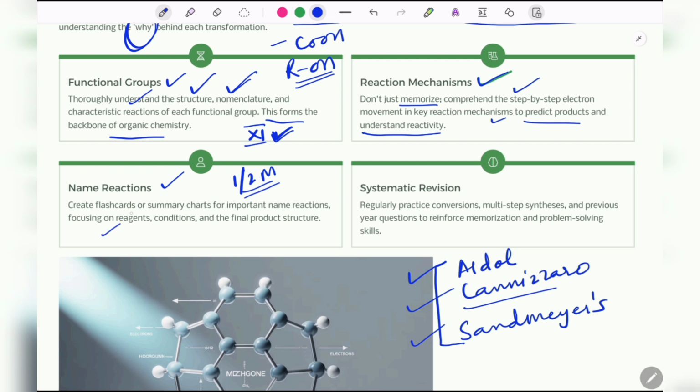Then of course the reagents, the conditions, that is the temperature conditions mostly. Then the final product structure also should be understood. Systematic revision is important. Regularly practice conversions, at least daily. If you practice two to three conversions, I'm sure you will be able to complete the entire organic chemistry of class 12th. Then previous year's questions to reinforce memorization and problem solving skills. So this was one aspect.